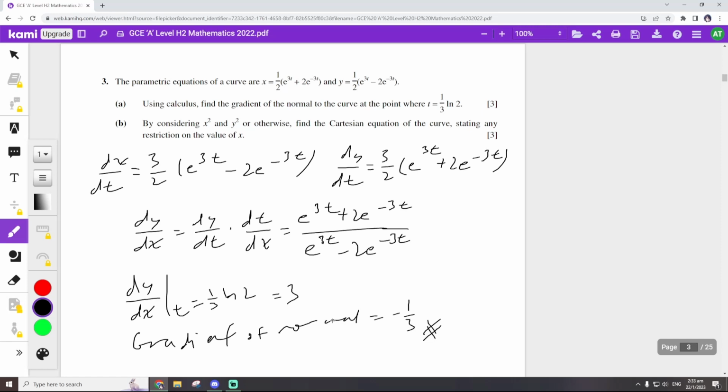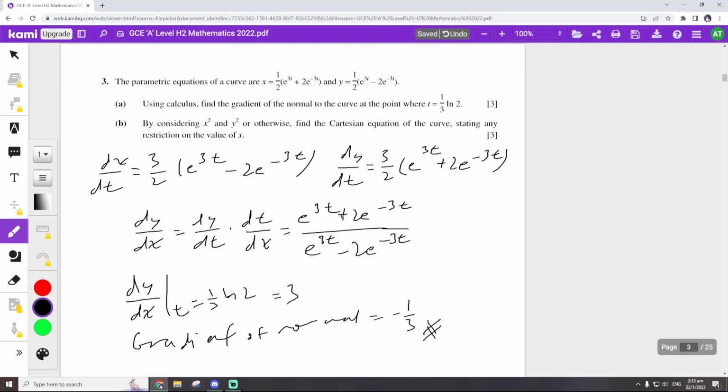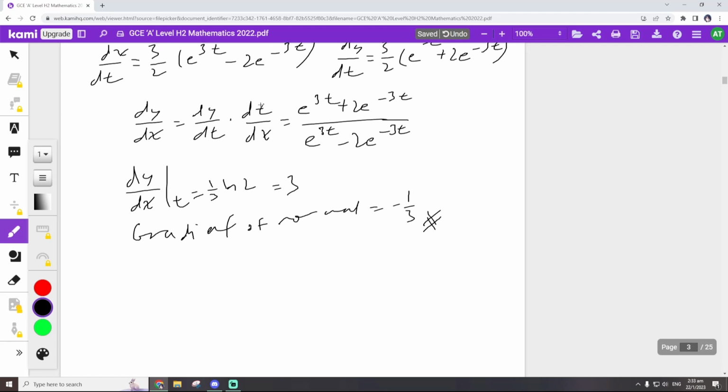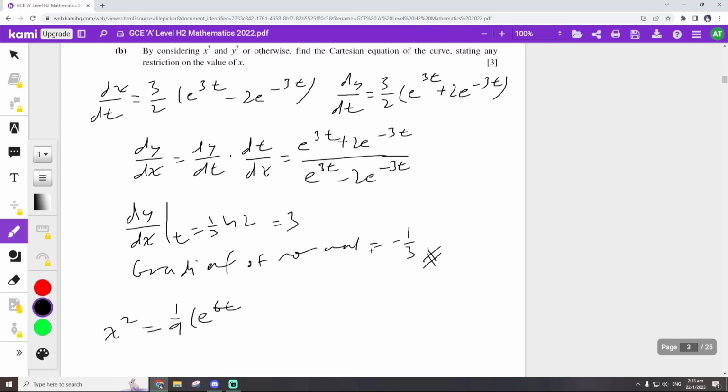Okay. By considering x squared and y squared or otherwise, find the Cartesian equation of the curve. If I square x, x squared is 1 over 9 e to the 6t. If you square this, you'll notice that you actually get the 2 times the 2 terms, right? You actually get a term independent of t. You'll get plus 4.